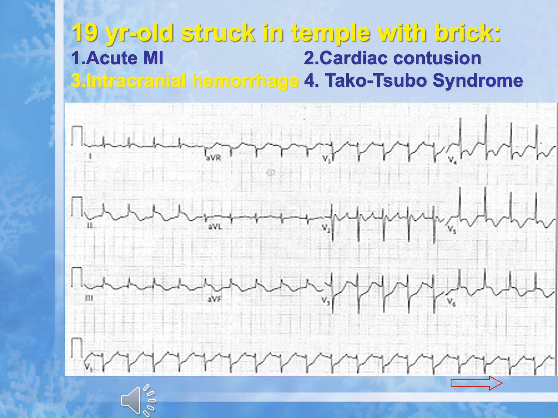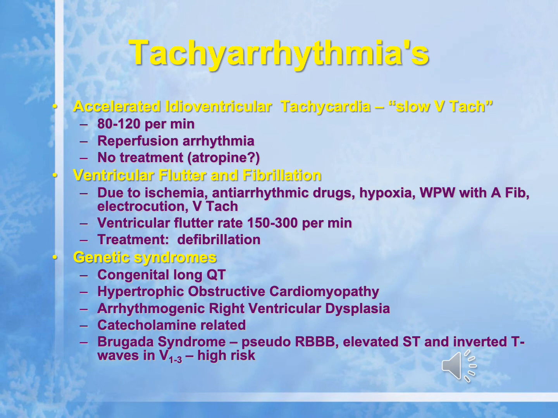This electrocardiogram shows the difficulties sometimes in making a diagnosis from the electrocardiogram, which suggests inferior myocardial infarction when it actually was due to intracranial hemorrhage in a 19-year-old that was struck in the temple with a brick. Some other conditions associated with tachyarrhythmias are illustrated on this slide.